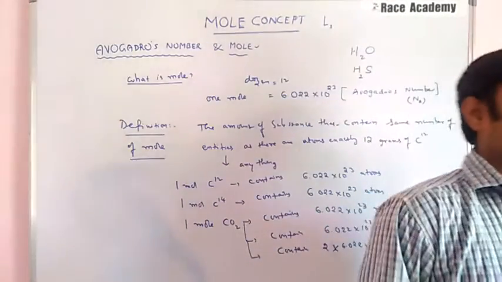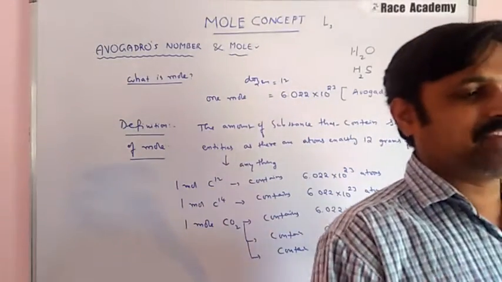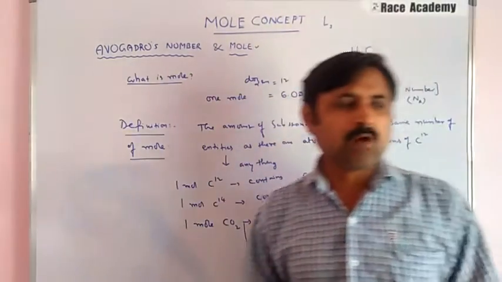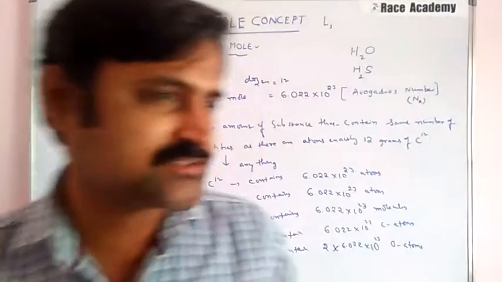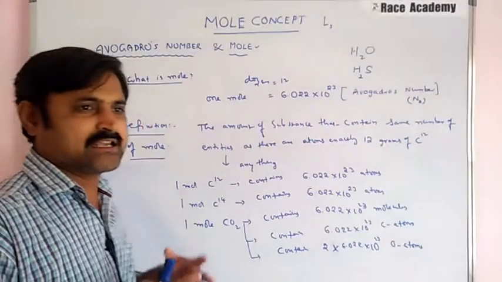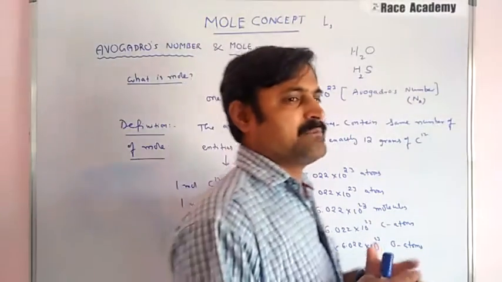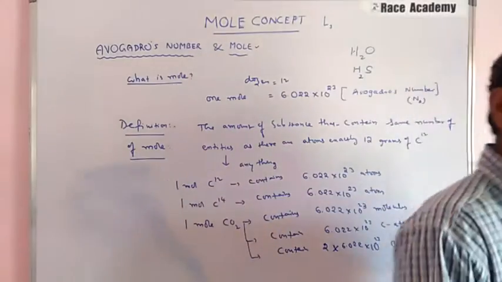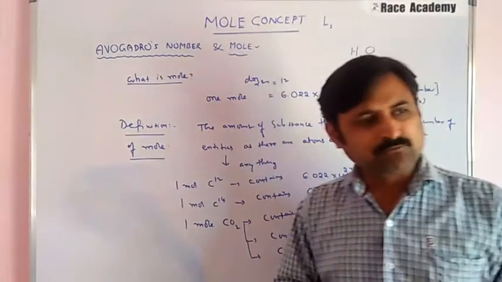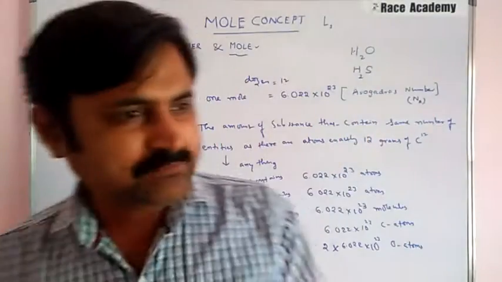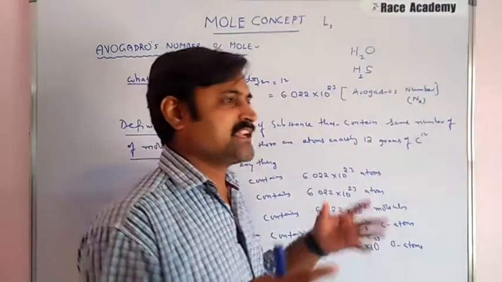Now what is the central relationship between the mass of one atom and the mass of 1 mole of these atoms? Very clear: the atomic mass of an element expressed in AMU is numerically the same as the mass of 1 mole of atoms of that element expressed in grams.